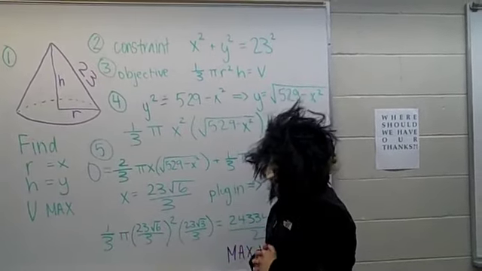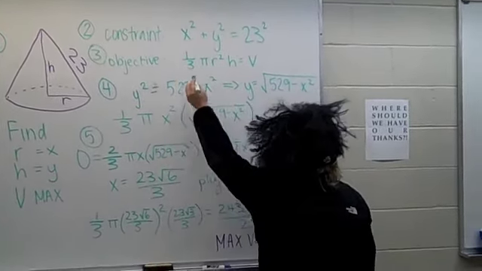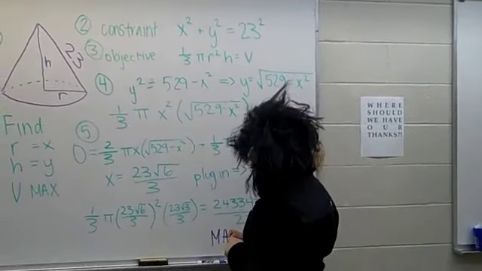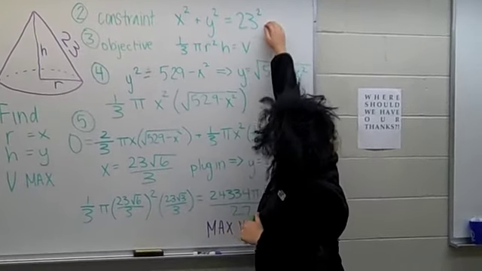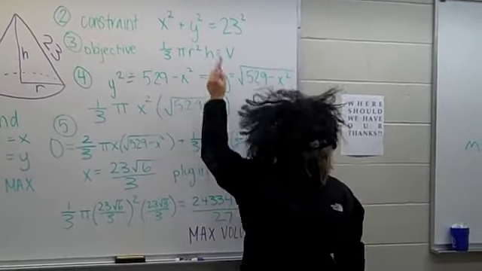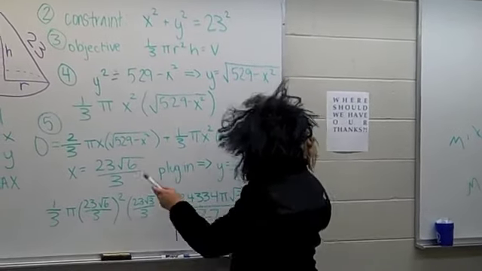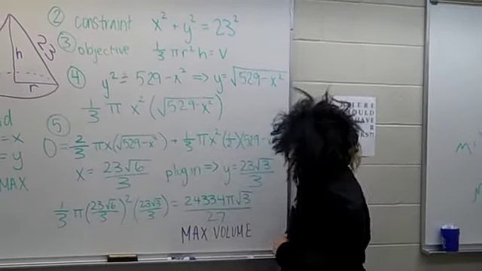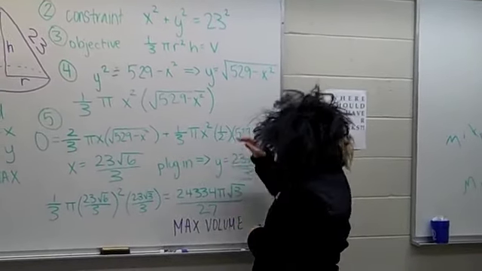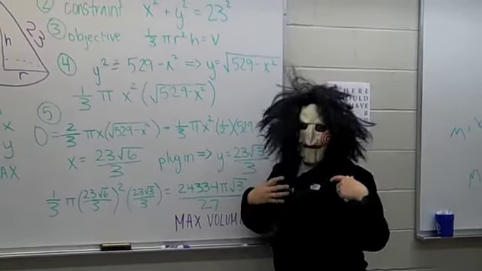Now, step number 3, write the objective equation, which is the volume of a right circular cone, 1/3 pi radius squared times height. Step 4, plug the constraint into the objective equation. When we solve for y for the constraint, we get this, root 529 minus x squared. Plug it in to the objective. Step number 5 now. We have to take the derivative of the objective equation, set it equal to 0, and then we'll solve for x.